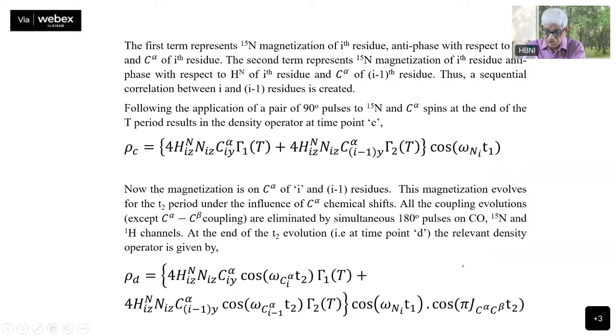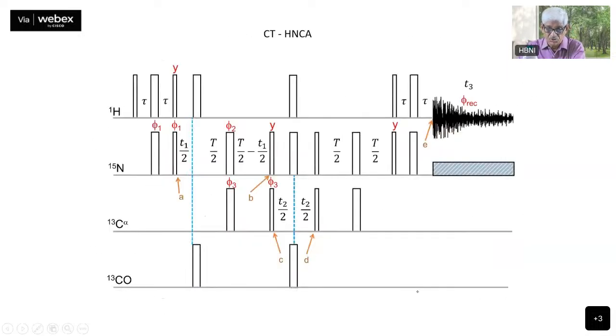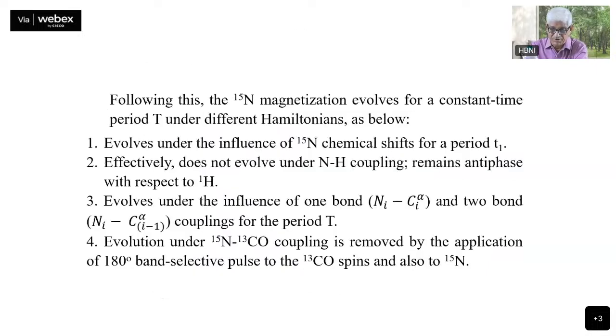All the coupling evolutions are removed. Let me show you that. See here, we are applying 180 pulses in the middle of the T2 period here, and here. Therefore, the magnetization is on C alpha. C alpha coupling to carbonyl, C alpha coupling to nitrogen, C alpha coupling to proton, all are removed. Therefore, it is only chemical shift evolution of C alpha.